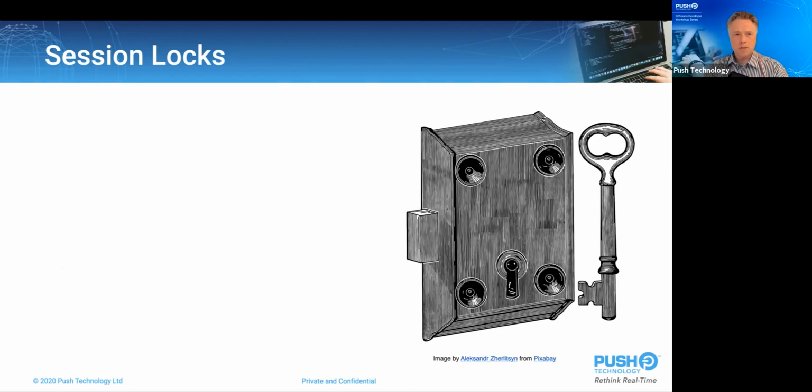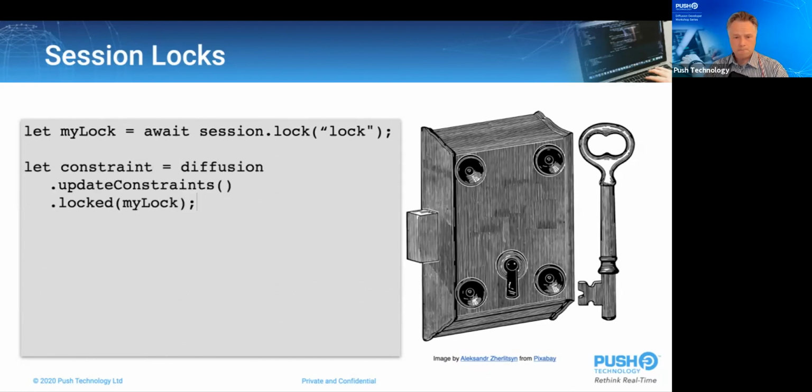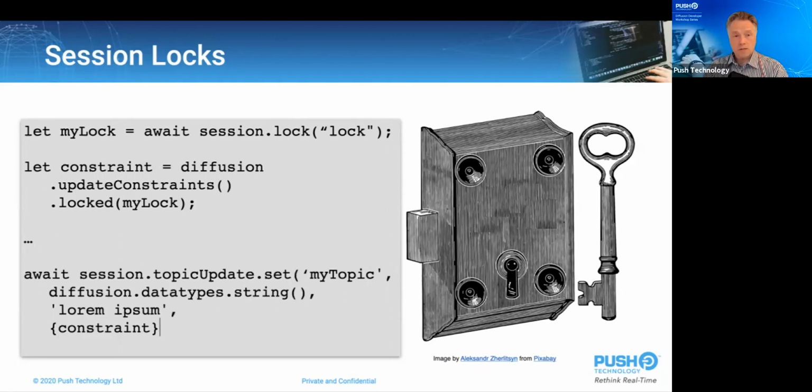Here's an example of how a lock can be used. So firstly, this call to session.lock will fail if the lock cannot be secured. And then we build the constraint. The final section is familiar to anyone who's used the stateless update API. Session.topicupdate.set. The final constraint argument is the new addition that will fail this call if the session no longer holds the lock. Notice that locks are advisory, and that holding a lock doesn't mean that somebody else won't update your topic if their code does not bother to secure the lock first.